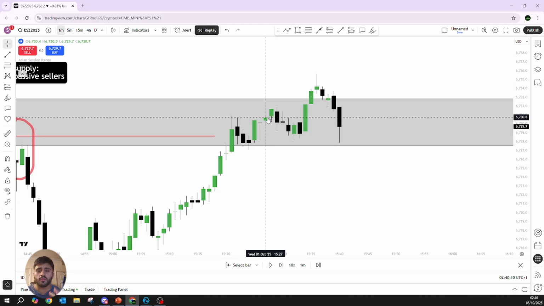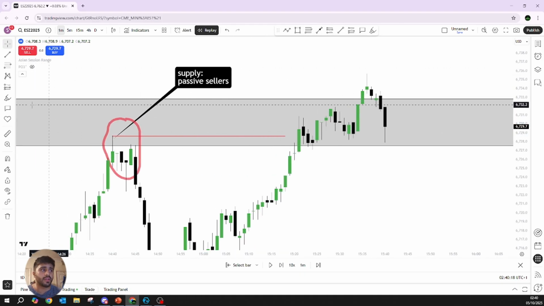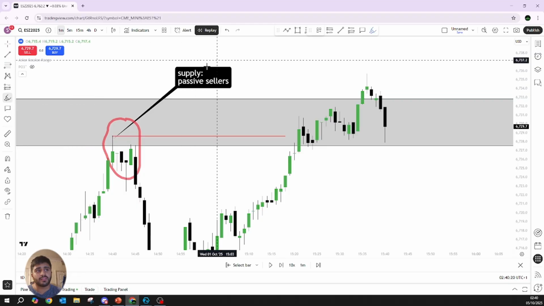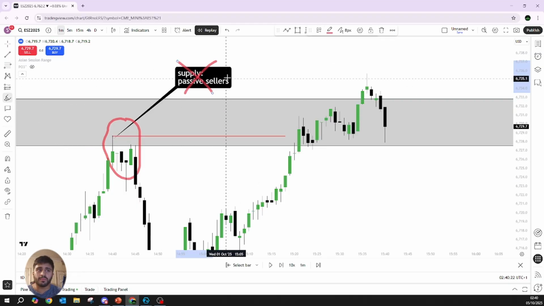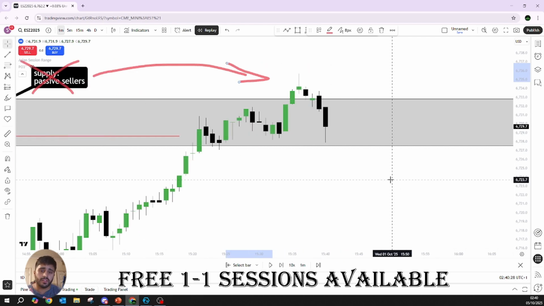So when we see the zone breaking, we can assume that this is an area where those passive sellers are no longer present, right? They're no longer showing up. So we can see these passive sellers have slowly been wiped out as the markets broke above this level. This is important to understand. This is the first thing. When it comes to supply and demand, looking at breaks is very important.